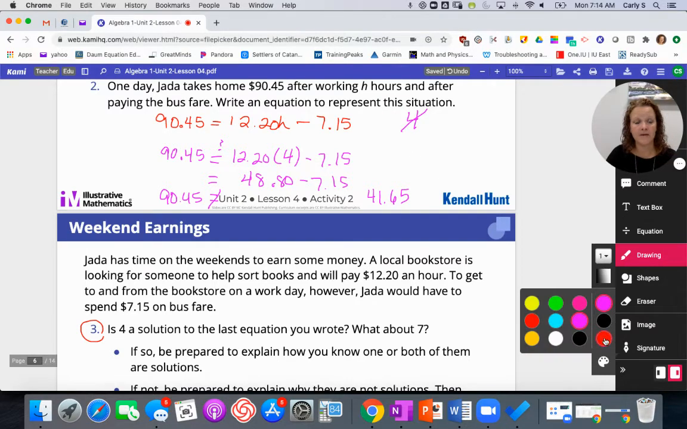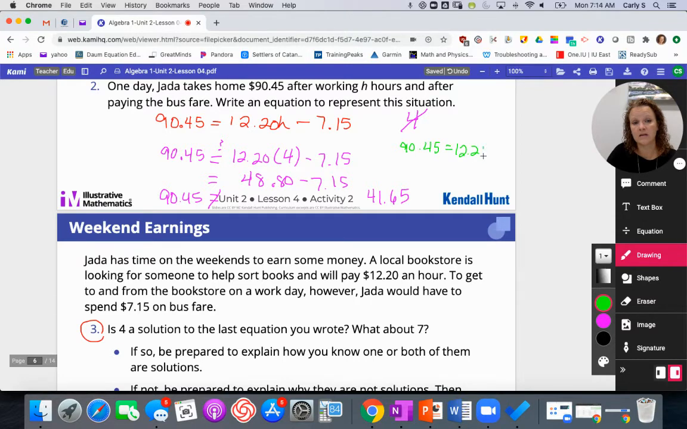All right, how about 7? Let's change colors. $90.45 equals 12.20 times 7 minus $7.15. So 12.20 times 7 minus 7.15 is $78.25. Oh, I forgot my question mark. $90.45 does not equal $78.25. So 7 is not a solution either.